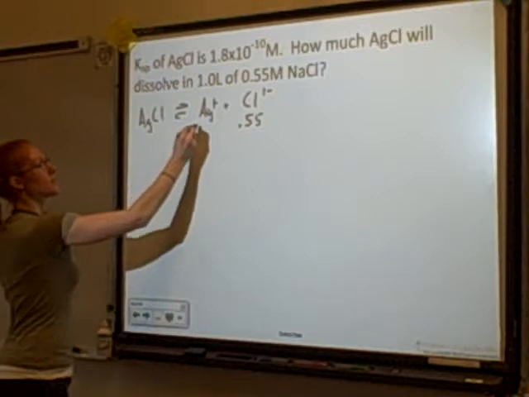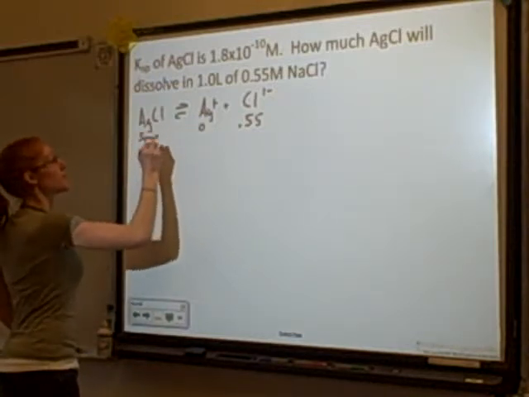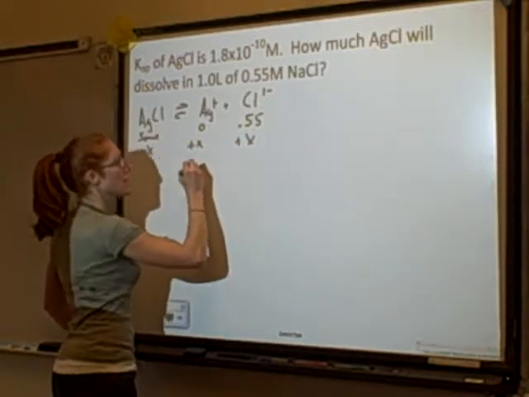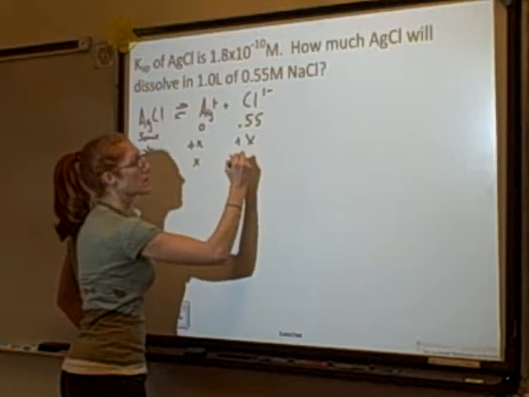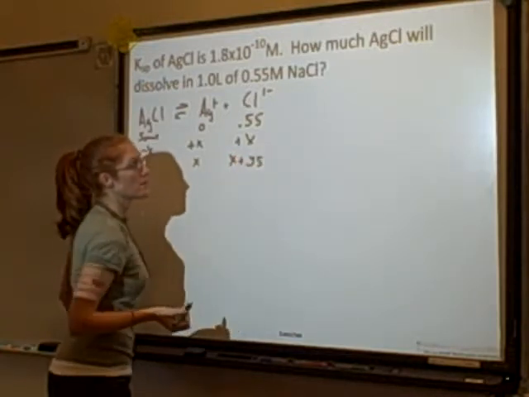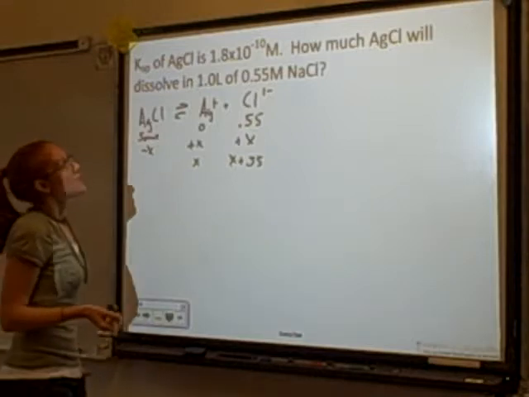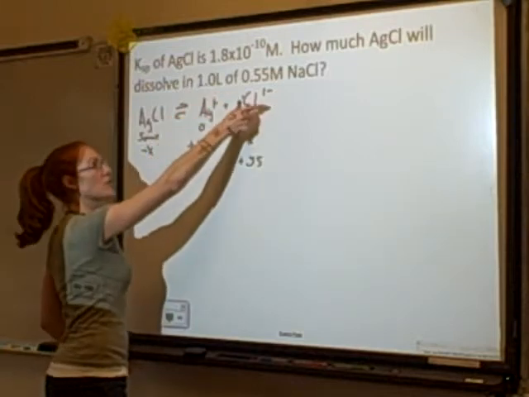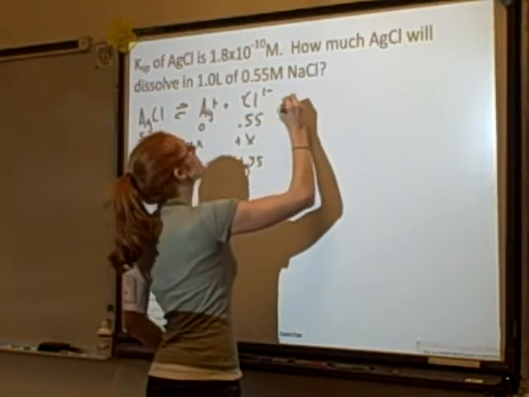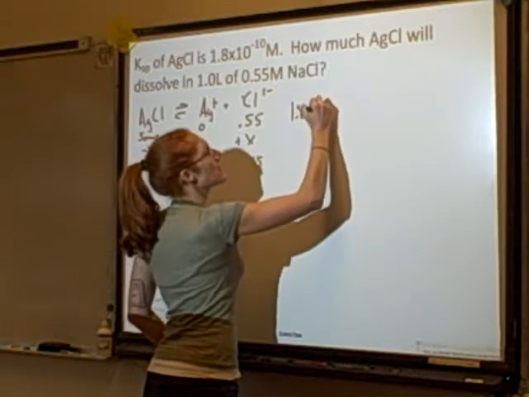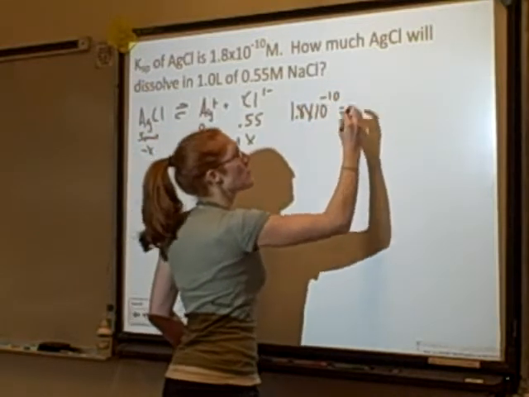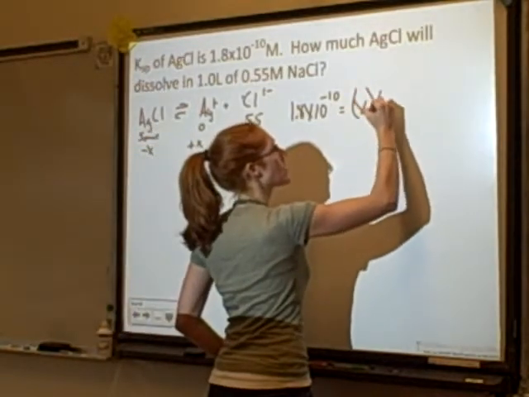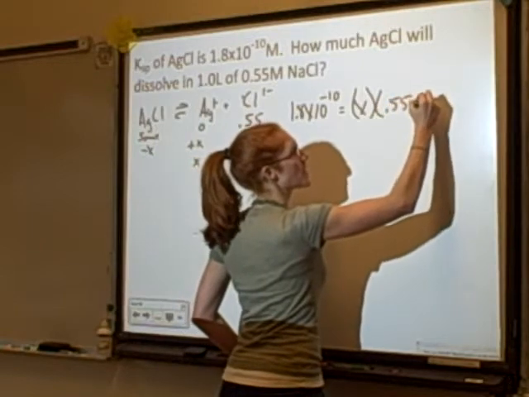My question is, if I add some silver chloride and X of it dissolves, putting X amount of silver and X amount of chloride at equilibrium, how much will I have? So I have my K expression, and I know that 1.8 times 10 to the negative 10th equals the concentration of this times the concentration of that. So at equilibrium, it's that times that. So I have 1.8 times 10 to the negative 10th is equal to X times 0.55 plus X.